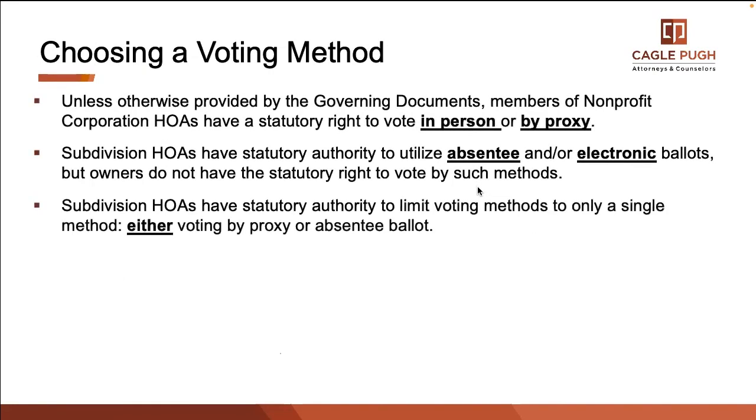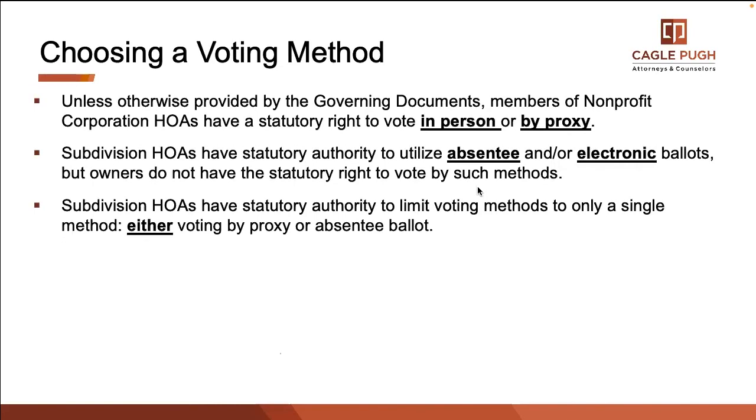Now, if you're trying to choose a voting method, these are the things you need to know. Unless otherwise provided by your governing documents, members of a nonprofit in Texas have the statutory right to vote in person or by proxy. Subdivision HOAs have statutory authority to utilize absentee and/or electronic ballots, but owners don't have a right to demand that you offer either of those. And subdivision HOAs have the statutory ability to limit voting methods to only a single method.